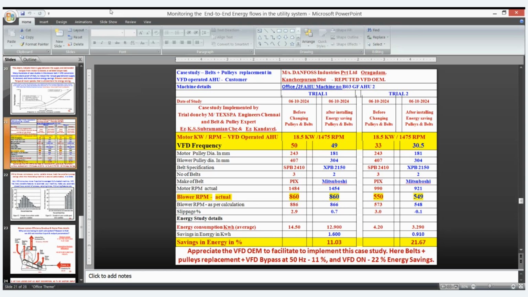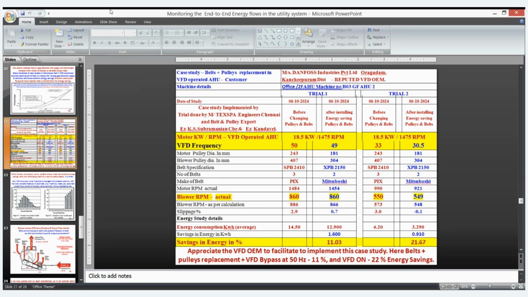This is a very low cost, instantly implementable solution, whereas with an EC fan it is costing more, and a total system change is happening. But on the existing system, on the same motor and the same blower, only the change of VFD settings and the change of the power transmission components, especially from V belts to cogged belts, which carry more power carrying capacity, and the resized new pulleys.